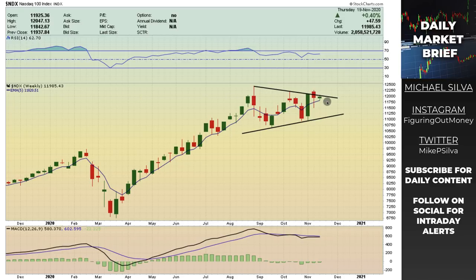This is the weekly time frame. I just wanted to point out bulls are in control of the Nasdaq on the weekly time frame, still sitting right around this upper trend line of the symmetrical triangle. They failed to break out once. Maybe they'll go for it again. I mean, it does seem like tech is trying to catch another bid. We'll see. We will see.